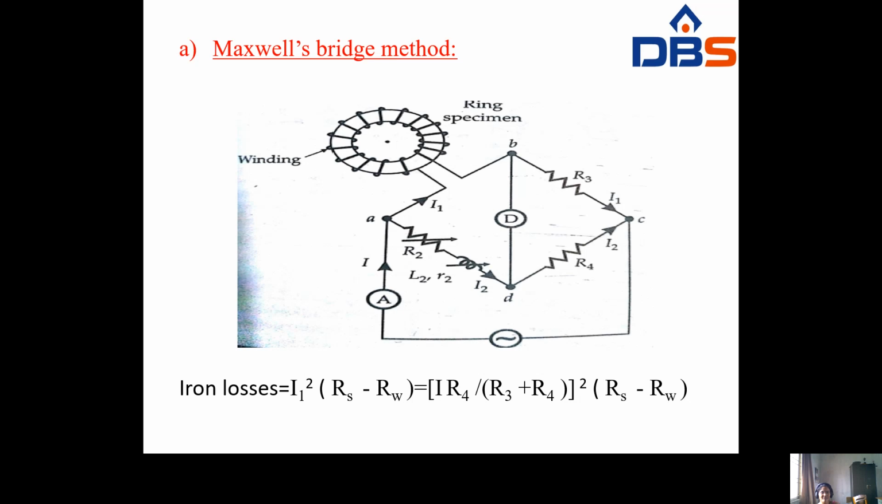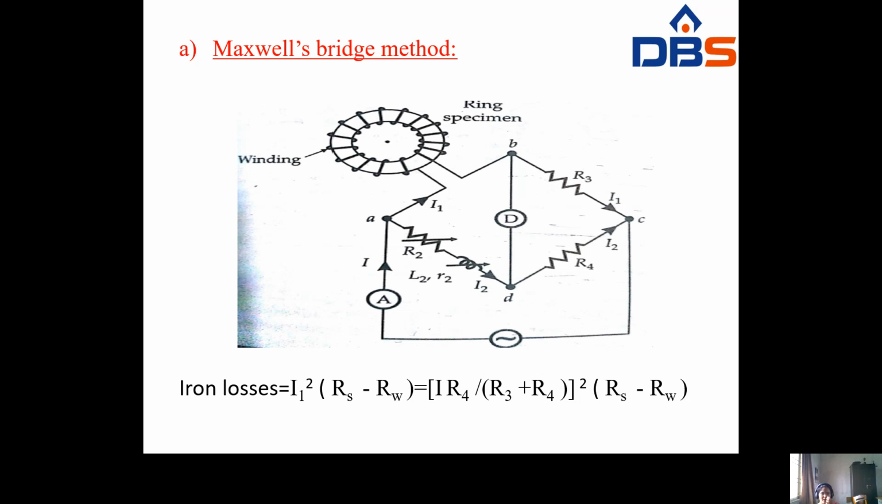Okay, and you have a winding. Whenever you give the supply, at that time the current flows through the magnetizing coil. At that time, directly, you can find out the losses.